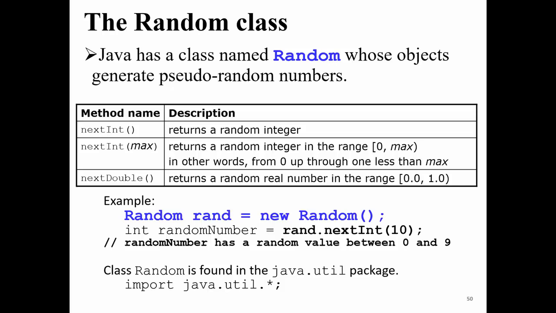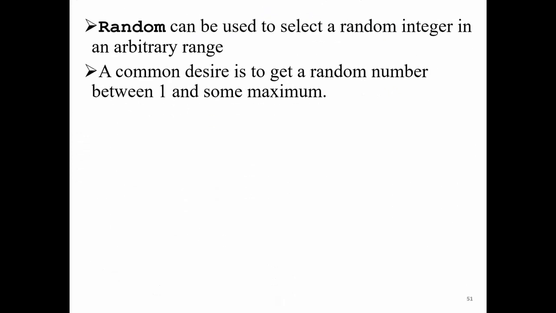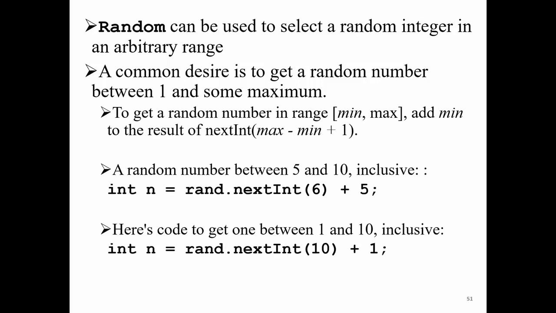To be able to use the Random class, we have to write import java.util.*; You can specifically ask for the Random class by saying import java.util.Random, or you can ask for all the util classes by using the star. So Random can be used to generate any random number between 0 and the max minus 1.